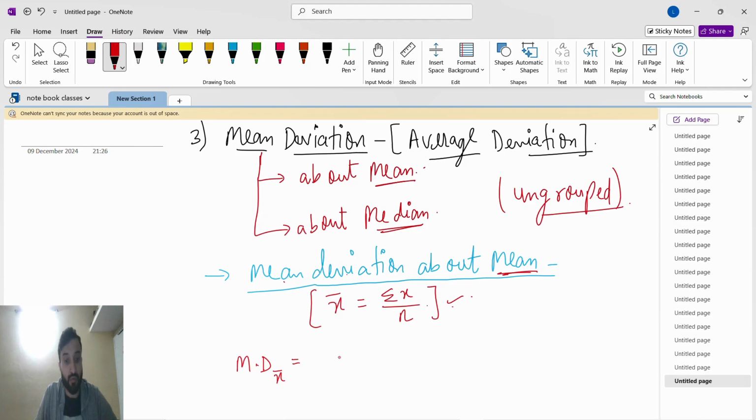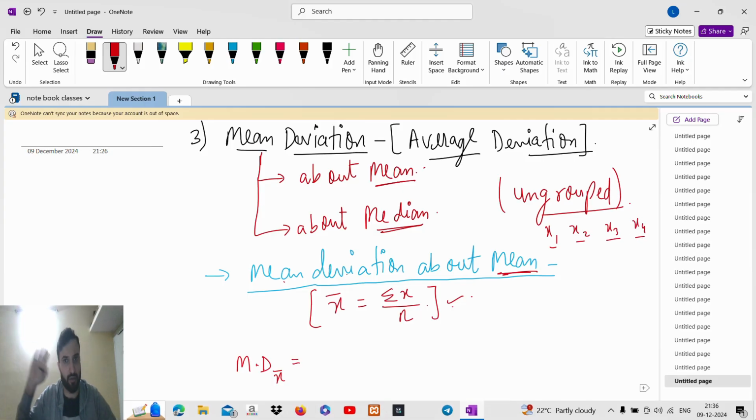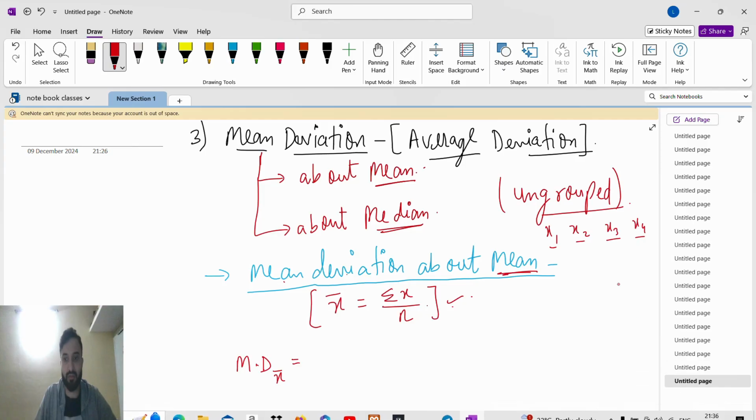Then we have to find the mean deviation about mean. A very important thing: they will give the observations. I will take x1 as the first observation, x2 as the second, x3 as the third, x4 as the fourth, x5 as the fifth, like that. So for mean deviation about mean, the formula is the first observation minus mean, plus the second observation minus mean.